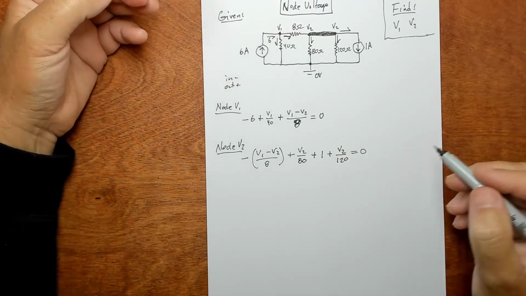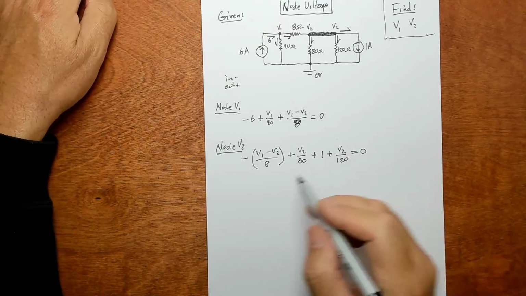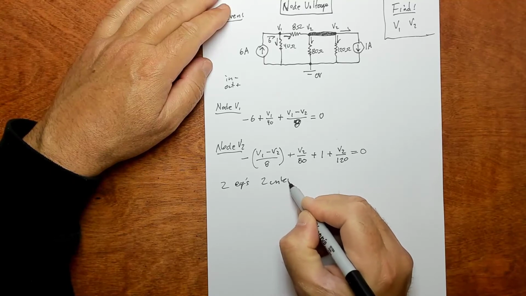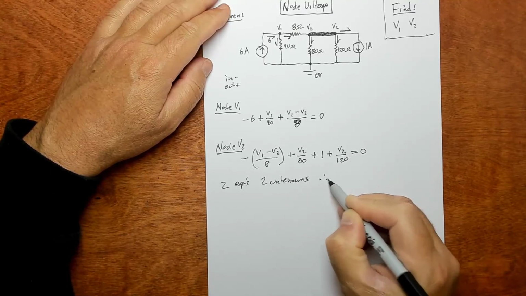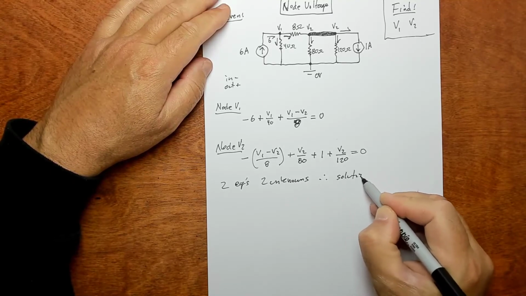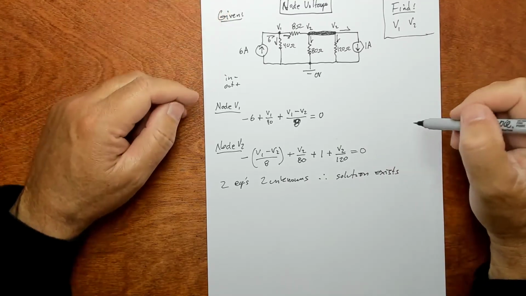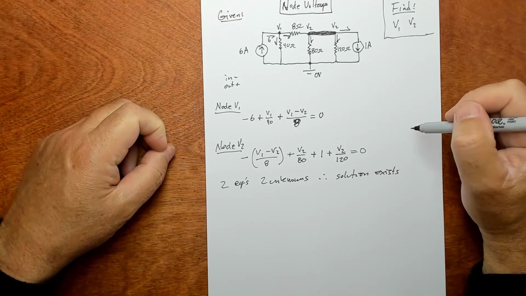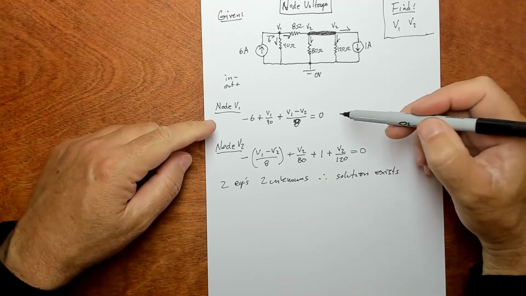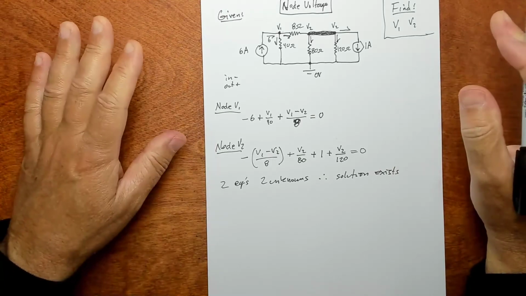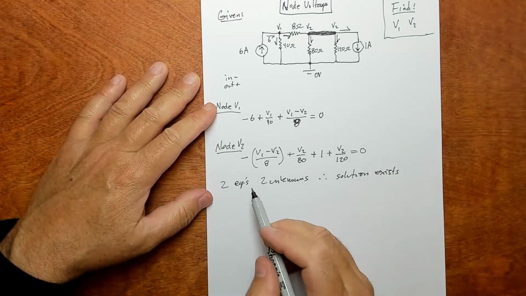Okay, there's two equations and two unknowns. Let's write that. There's two equations, two unknowns. Therefore, a solution exists. That's how you know you can stop writing equations and just do an algebraic solution, or whip out your calculator. Because when you have the same number of equations as unknowns, you've got a solution, and you can stop writing these equations.